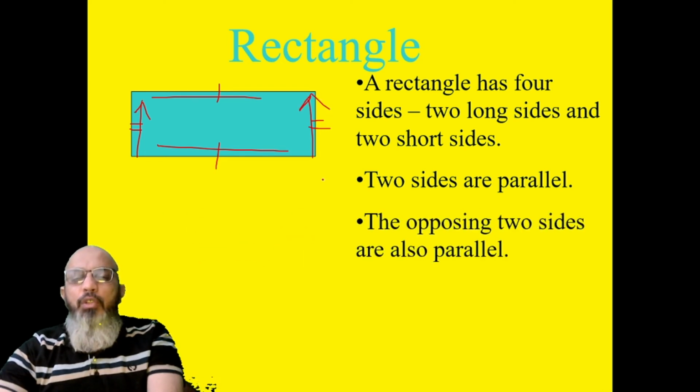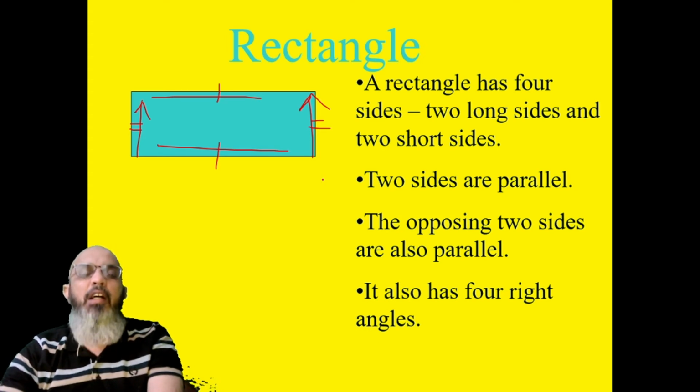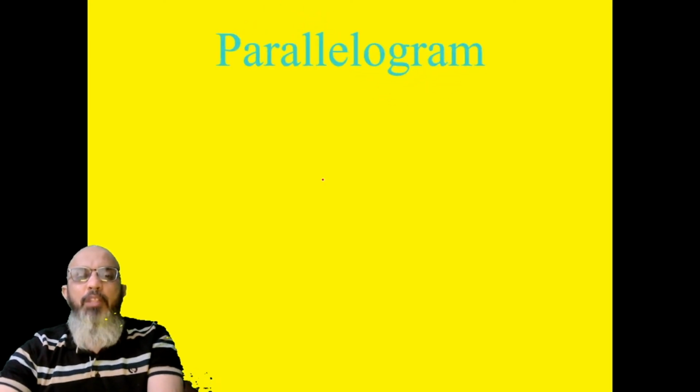Two opposite sides are also parallel. These are the properties of a rectangle. It has four right angles as in the square, but a square has four equal sides, while a rectangle has two opposite sides equal. So what is a parallelogram?